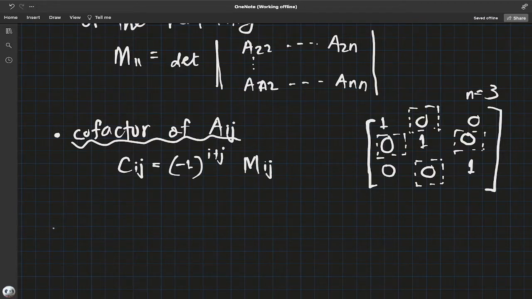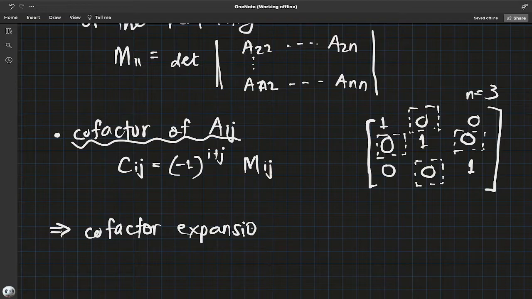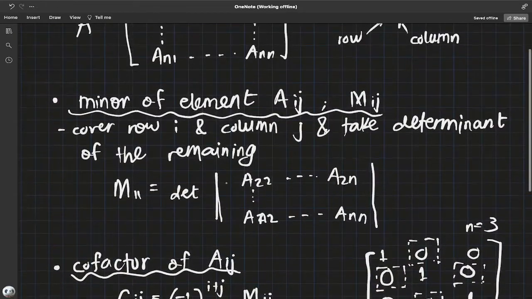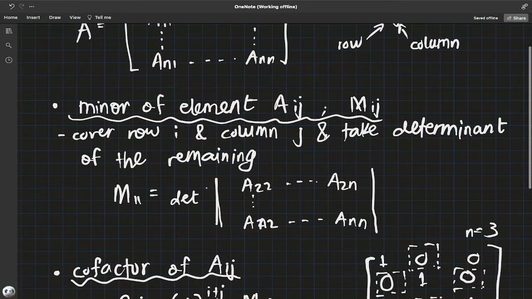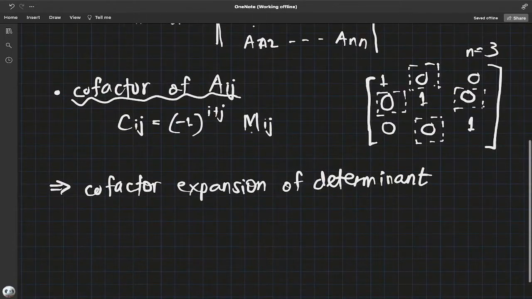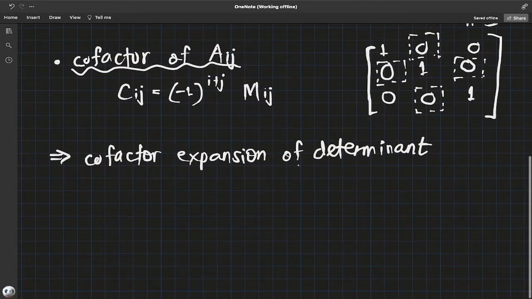Okay, now one important thing I want to talk about, or at least address briefly, is the cofactor expansion. Why are cofactors important? It's because of this cofactor expansion of the determinant. So we can find the determinant using the cofactor. Wait, doesn't this sound circular? Because we used the determinant to define what a minor was, and now we're gonna use a cofactor which has a minor baked into it to calculate the determinant.